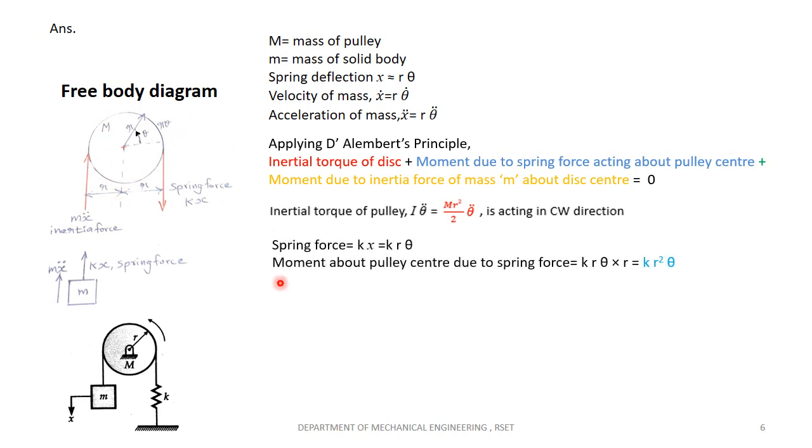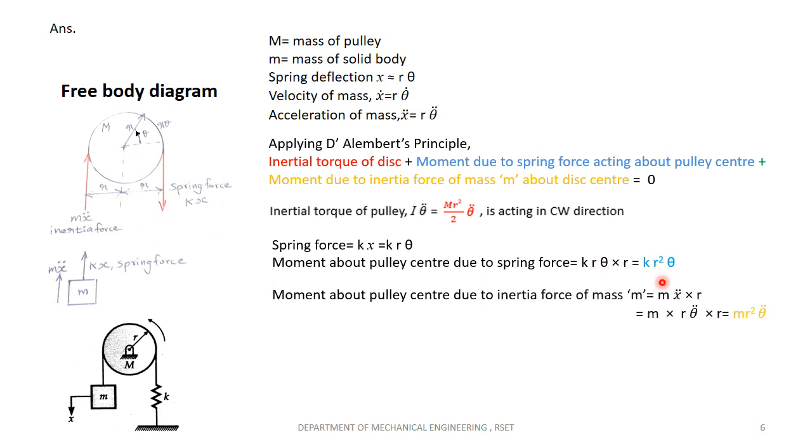Next is spring force. Spring force, you know, is kx. x is the deflection, and deflection is r theta. So k into r theta. Moment due to the spring force about the center of the pulley is force into distance. What is the distance of this force with respect to the center of the pulley? It is r. So k into r theta into r, k r square theta.